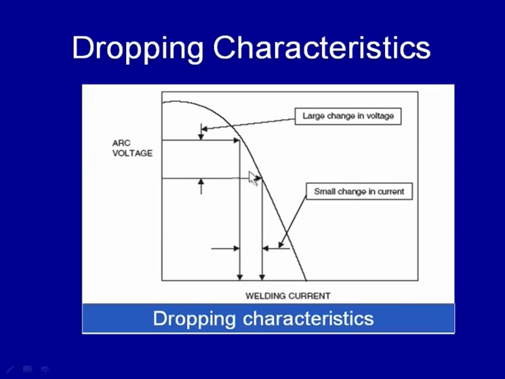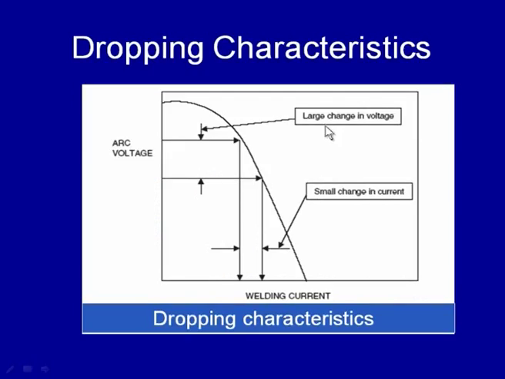Here, if we see that due to the fluctuation in arc length, the arc voltage changes from this low level to the high level with the increase of arc length, then it will cause a minor change in the welding current from this level to this level. So, an increase in arc voltage due to the increase of arc length will decrease the welding current by a small magnitude. The small change in current will occur while the change in the voltage is significant.